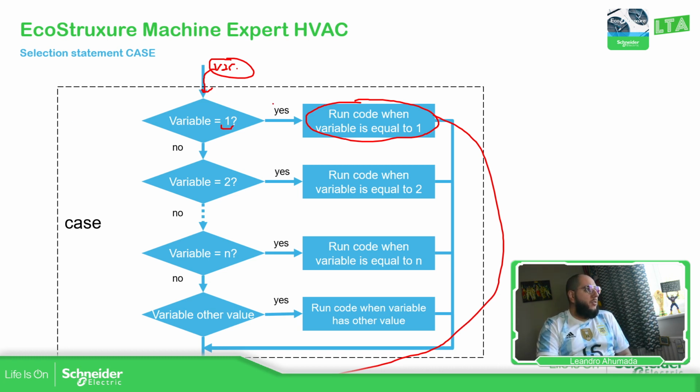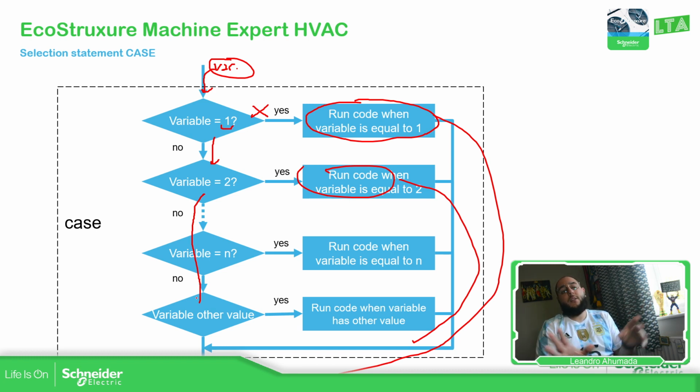But if it's not that number, you just go to the next one and ask, is it equal to the next number, two? And if it's yes, it executes, and if no, otherwise, it just jumps. And you also have the possibility, if it's none of those values that we have defined, to just execute this logic. Otherwise, just get out. This is how it works.